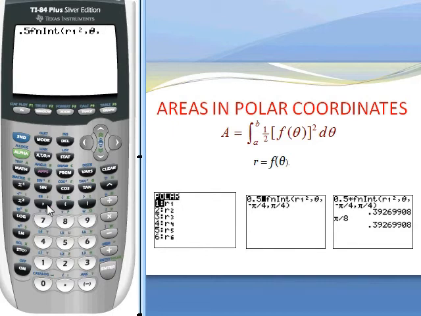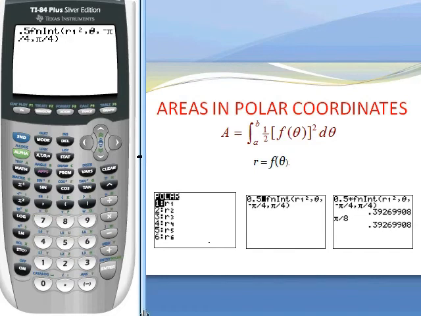Now you are going to go, what are my limits? -pi/4 to pi/4. So it's negative pi, over 4, comma, pi/4, over 4. Here we go. So this is how you enter it. You enter your R and all this, so you're entering whatever is in here. And then you can put that 0.5 in front of it. And it looks like I got it.